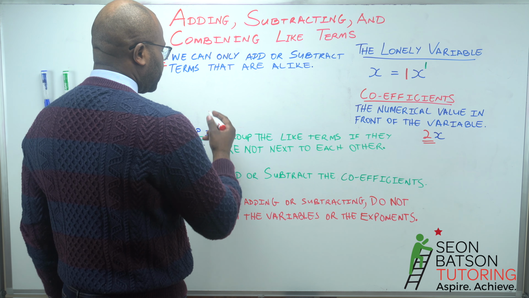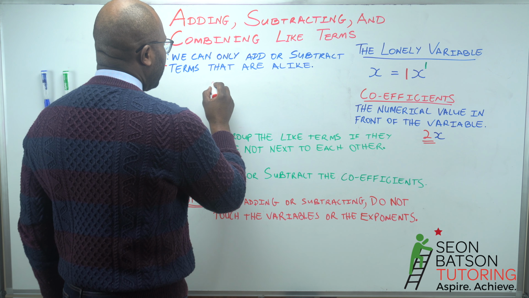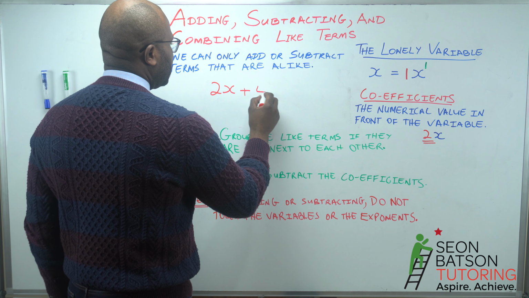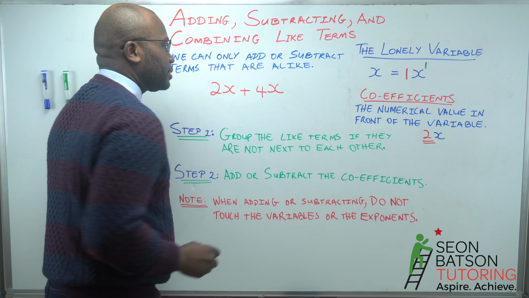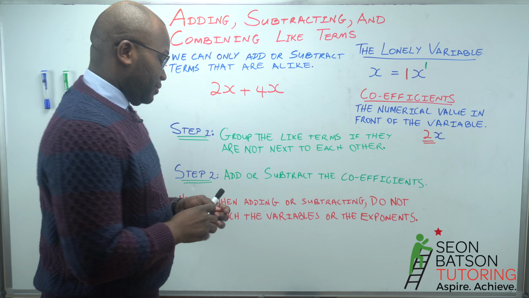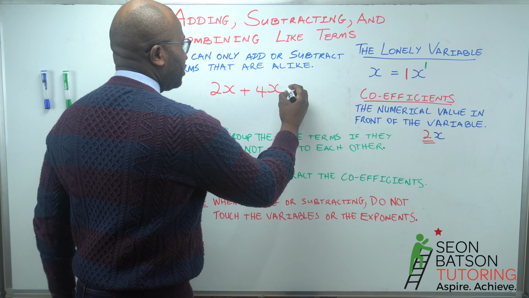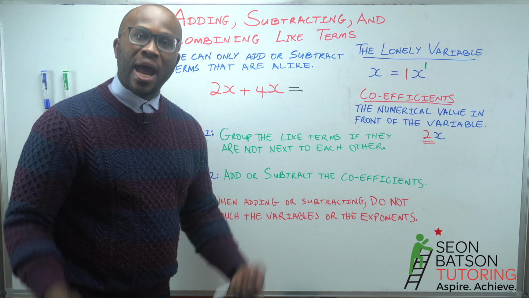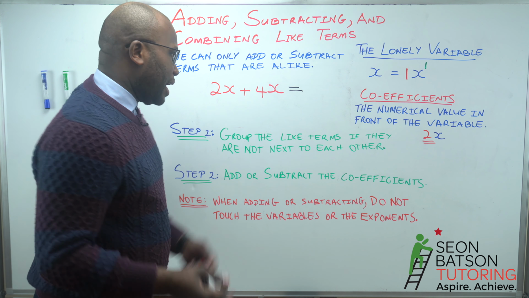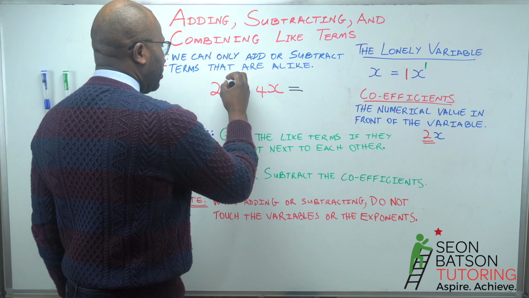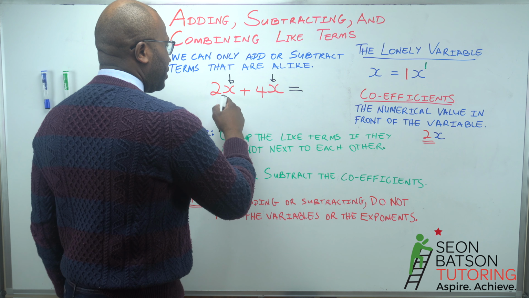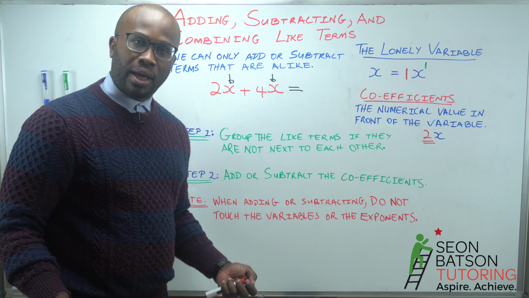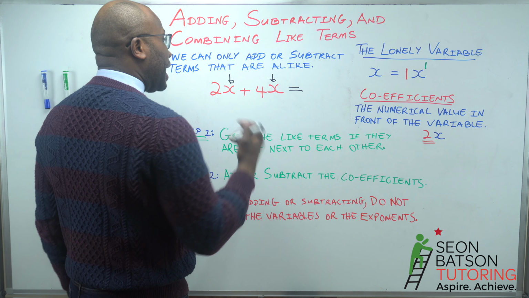Let's try one. Let's say we have 2x plus 4x. Now, first question, are these two terms alike? Well, yes. Why are they alike? They are alike because they have the same variable. Yes, the variable here is x, the variable here is x. So the two terms are alike. Now, because they are alike, we can add.